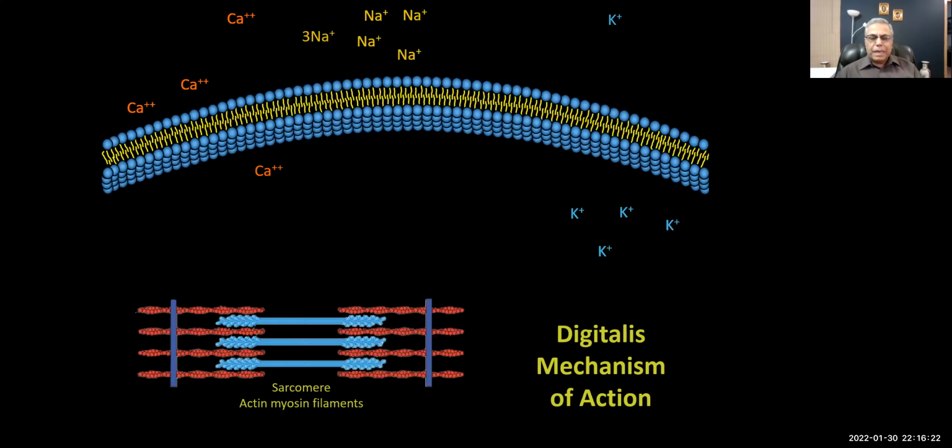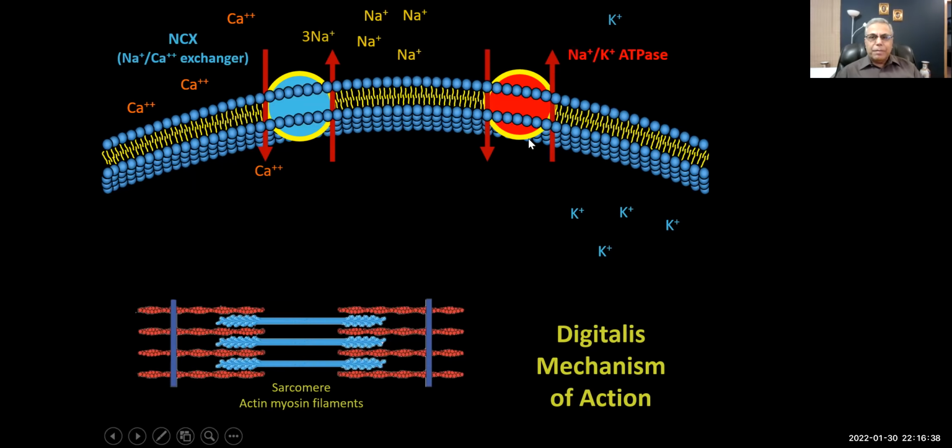So I'll show you the mechanism of action of digitalis. This is a cardiomyocyte. This is the cell membrane, and these are the actin-myosin filaments. I've shown you one sarcomere with actin-myosin filaments. And on the cell membrane, we have got sodium-potassium ATPases, and we have got this transporter, which is known as the sodium-calcium exchanger.